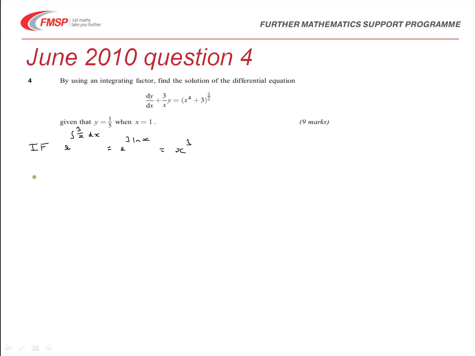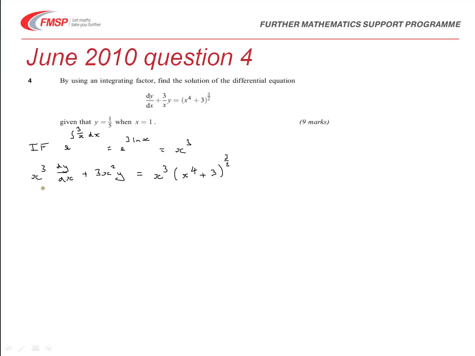So if we multiply through by x cubed, we will get x cubed dy by dx plus 3x squared y is going to be equal to x cubed times (x to the 4 plus 3) to the power of 3 over 2.